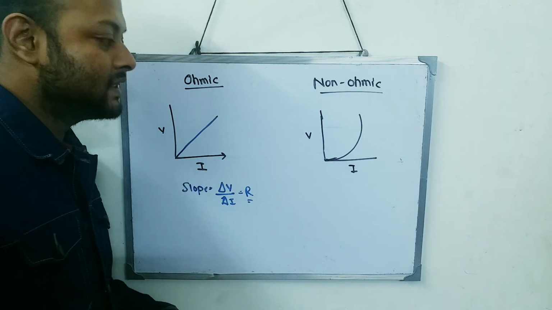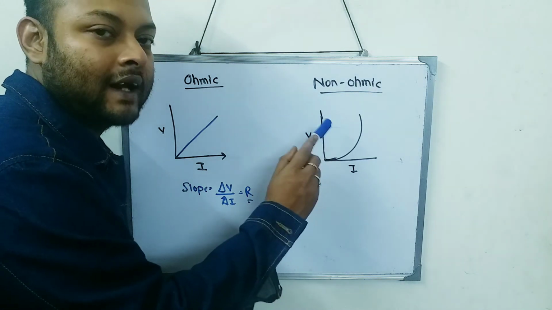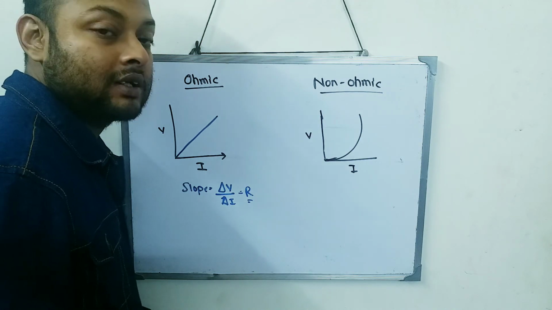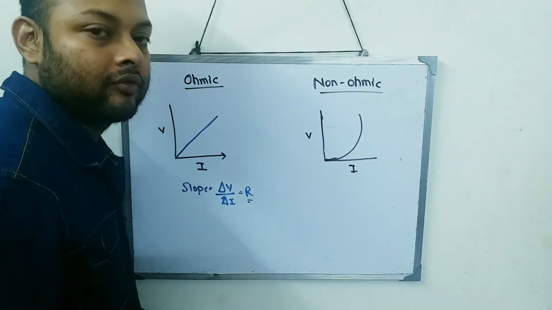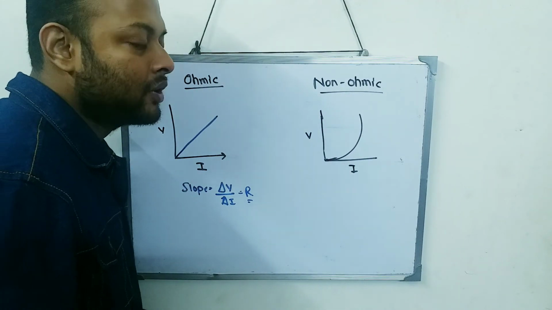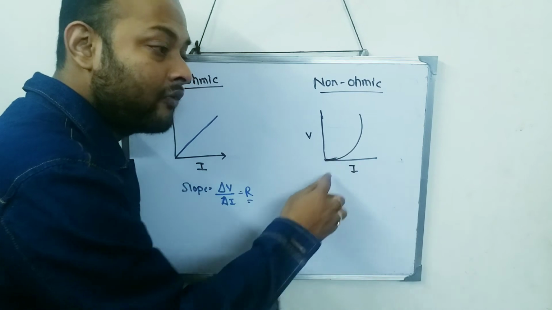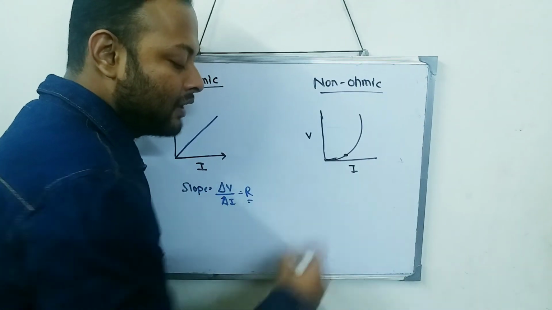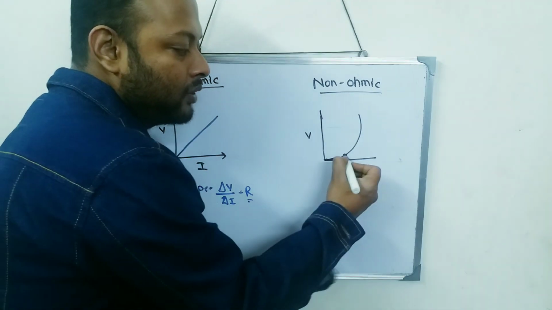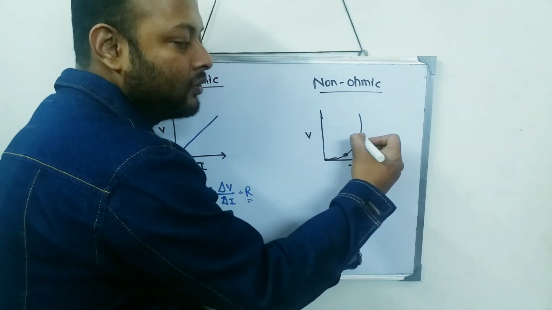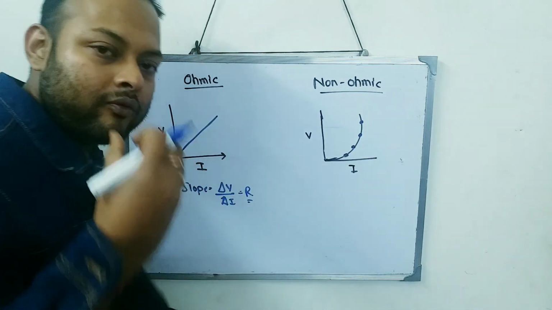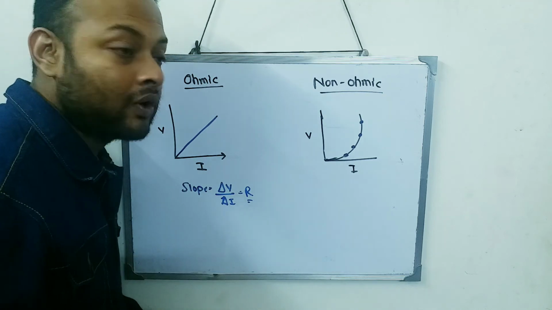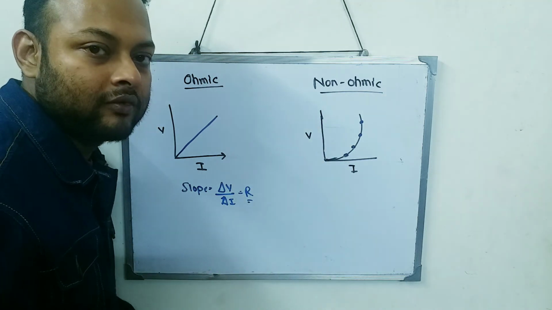But I cannot do this directly for a non-ohmic conductor. If somebody asks me the slope of this graph, I cannot give a straight-cut answer, because the slope of this graph has many values. This point has a different value, this point will have a different value, and this point will have a different value. So every point on the graph has a different value of slope. If somebody asks me what is the slope of this graph, I cannot give it.